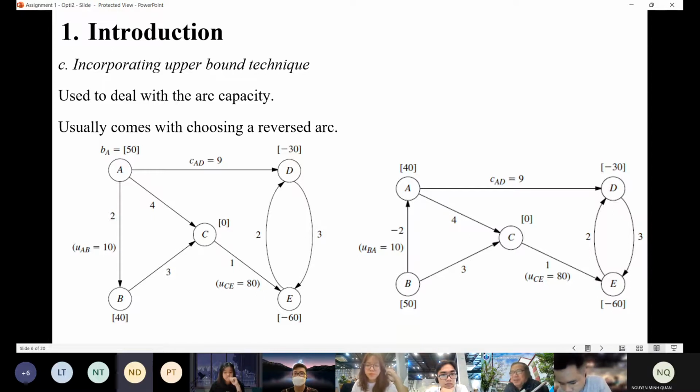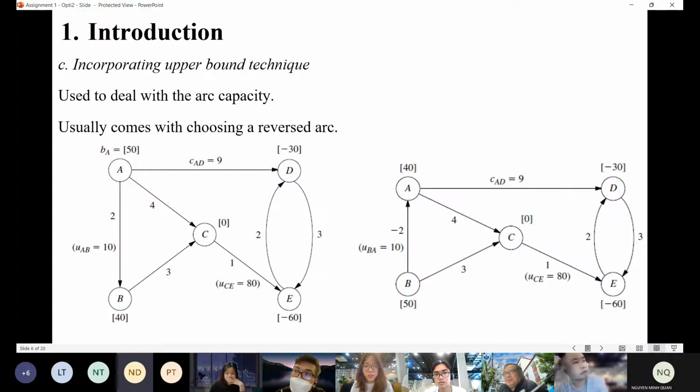Okay, so this is a problem with the upper bound. Is that okay? So where is the upper bound? What is the difference between this problem and the normal problem we learned before? That's all. Shortly. Come on. Okay. Yes, teacher.